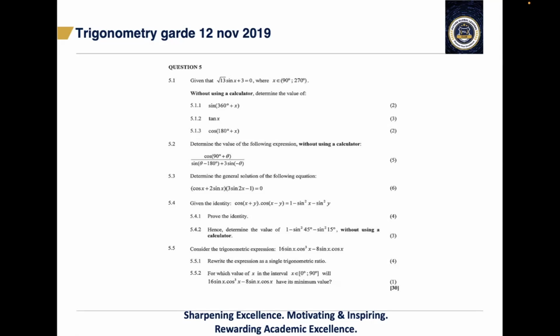If you look at that 5.1.1, it says sine of 360 plus x. Whenever you get to have something like that, it means that you need to reduce that trig ratio. It's 360 plus x, so 360 plus, you know that it is in your first quadrant. So in your first quadrant, everything is positive. Then you simplify it. Then you've got your cos 180 plus x.